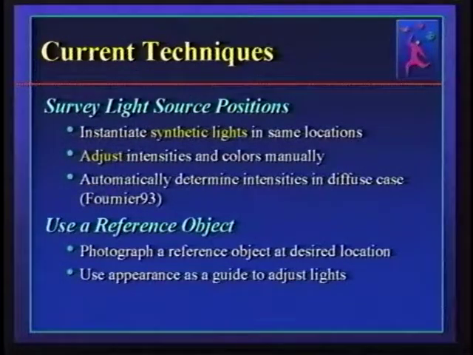So the current techniques for doing this, one of them is to survey the light source positions of the actual set where you're going to try to place your synthetic objects into. And then in your computer-generated world, place synthetic lights in hopefully the same positions, and then adjust their intensities and colors manually, possibly adding other lights as well, to get a consistent look for your synthetic objects in the scene. There's actually some work, 4893, that showed if you just know where the lights are and you assume the scene is diffuse and you have a model of it, you can calculate the intensities of the light sources automatically.